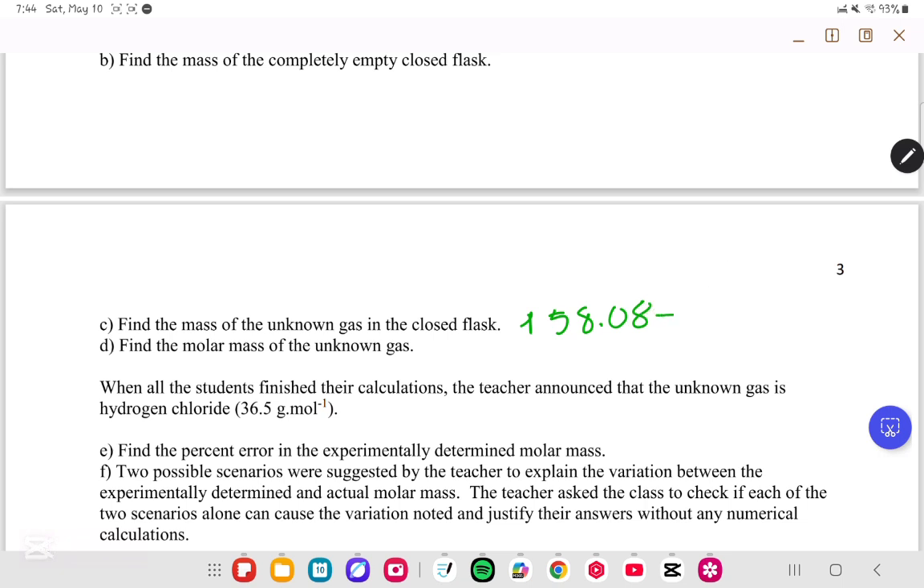158.08 grams. They will subtract it from the answer we got in part B, which is the mass of the completely empty closed flask, which is 156.51 if I'm not mistaken. Subtract them, you will get an answer which is 1.57 grams. Alright, so this is 1.57 grams. Now they said find the molar mass of the unknown gas.